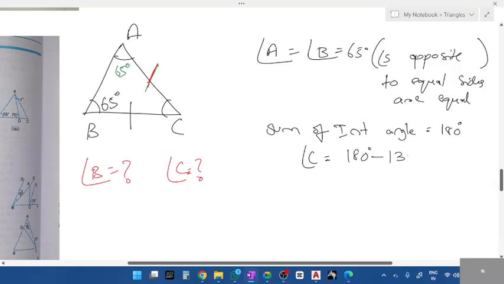180 minus 130, it would be 50 degrees. You'll write all the steps: A plus B plus C. Write all the values. Last step you'll get this: 180 minus 130, that is 50 degrees. 3 marks question. Understood how to solve? Angles question.